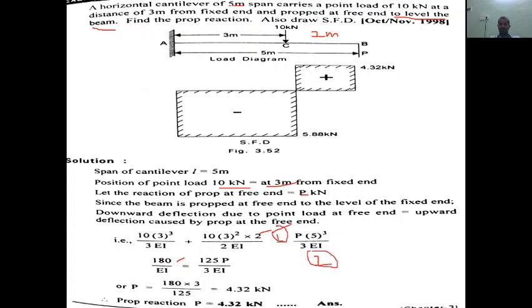This is 1. By equating 1 and 2, we have 180 by EI is equal to 125 P by 3EI, and EI on both sides gets cancelled. Finally, P is equal to 180 into 3 by 125, and when you calculate it is 4.32 kilonewton. So like this you can calculate the prop reaction for the required beam.